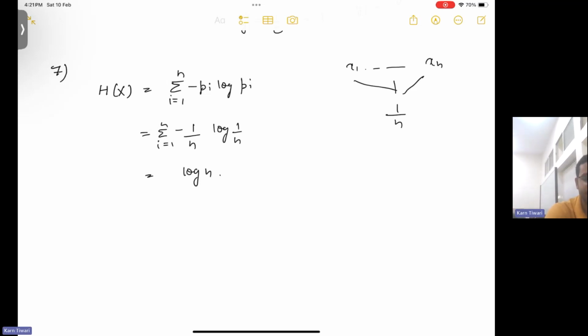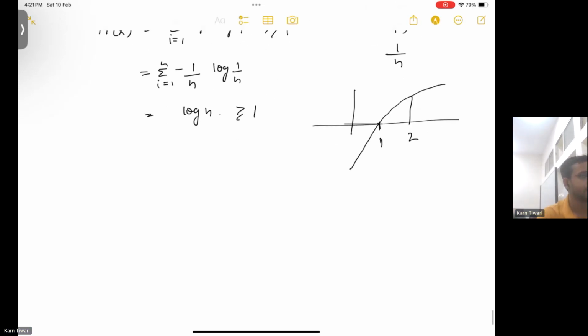Because if my event is 1, then log 1 is basically 0. But my n is 2. Think of this as my function. For 1, it's 0, but my probability will be at least 2, meaning the number of events will be at least 2. In that case, it will always be greater than or equal to 1. So the entropy H of X in this case will be greater than or equal to 1.